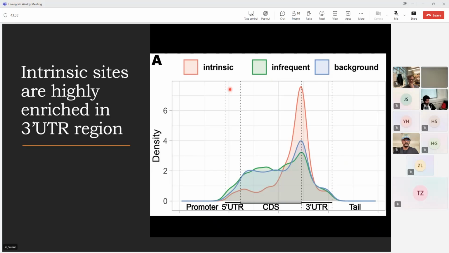If we compare the intrinsic sites with the infrequent and background sites together, we see that intrinsic sites are significantly enriched at the 3' UTR region. The enrichment of M6A around the 3' UTR region is one of the known features. In general, M6A sites are known to be enriched around the stop codon region. However, the enrichment of intrinsic sites is much more significant compared to both infrequent and background.